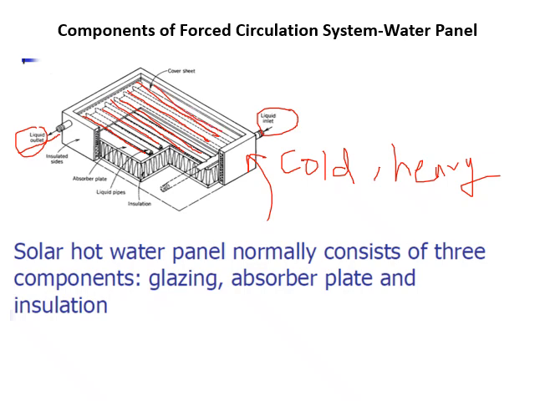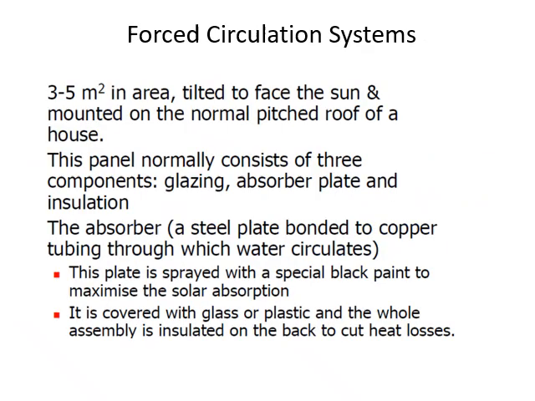Okay, so there is a cover sheet, absorber plate, and they will paint it black for better absorption. And there will be insulation at the bottom because, as I have mentioned, this water is our heating source. So we don't want to lose the heat through poor insulation. Some more detailed facts about the forced circulation system.